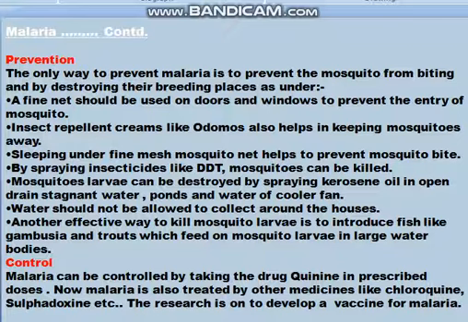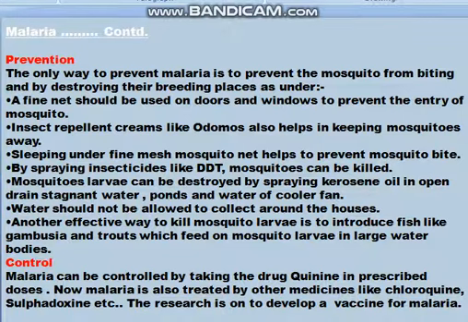Malaria can be cured, and if a person is infected with Plasmodium or is suffering from malaria, then it can be controlled by taking the drug quinine in prescribed doses. Now malaria is also treated by other medicines like chloroquine and sulfadoxine etc. And research is on to develop a vaccine for malaria.